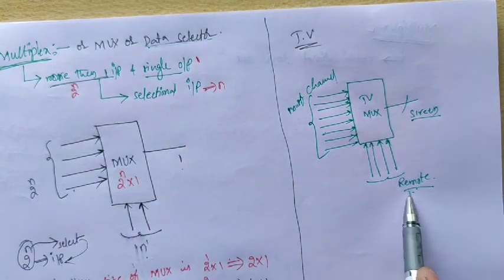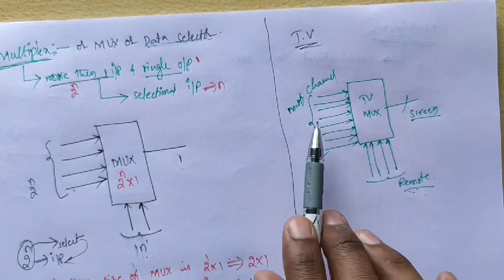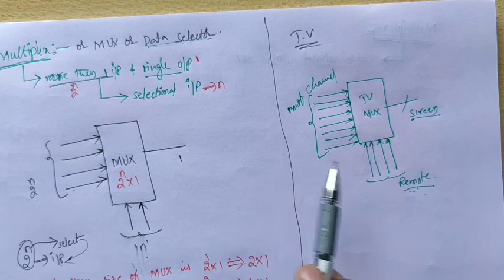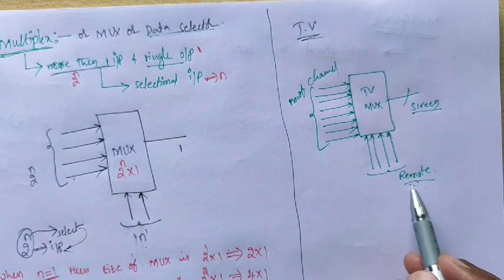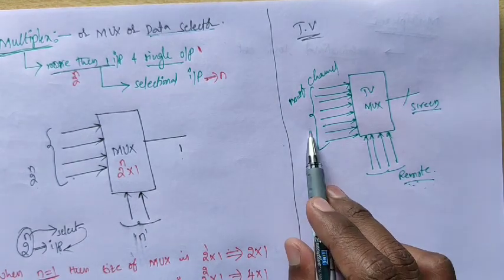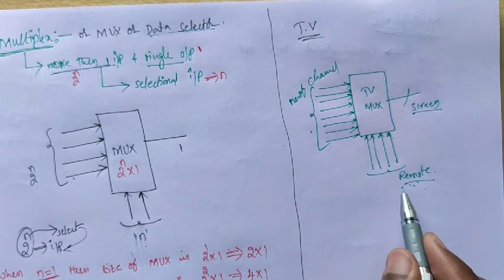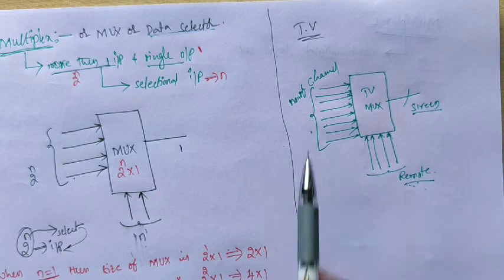That means we can select the input, we can select the data as required according to this selection input. That's why it's called the multiplexer, the data selector. Okay, clear? This is the remote, this is the number of channels, this is the screen. The remote is used to select the channel.